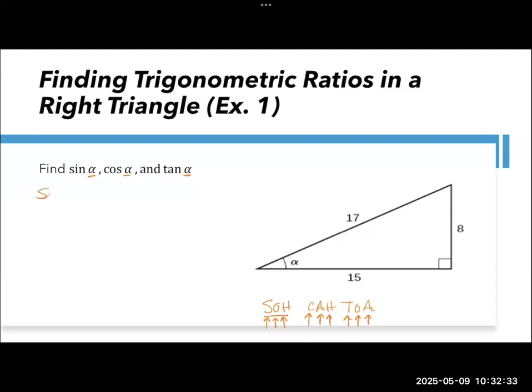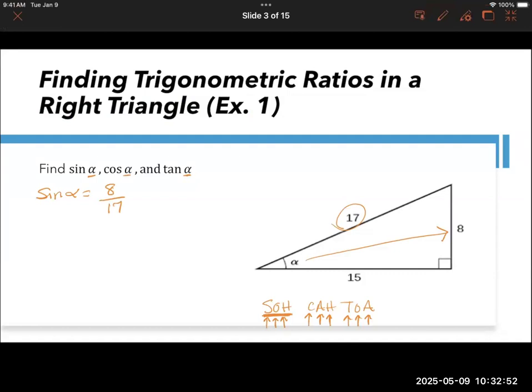So for the sine of alpha, sine is opposite over hypotenuse. The opposite side is the 8. The hypotenuse is the 17. And so the sine of alpha is equal to 8 over 17. If we want the cosine of alpha, then we want the adjacent. So the adjacent side is the one that is connected with that angle. So that's the 15 over the hypotenuse again, which is our 17. And so that's going to be 15 over 17.